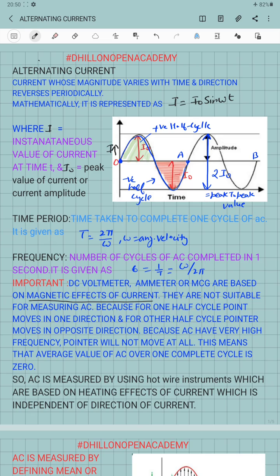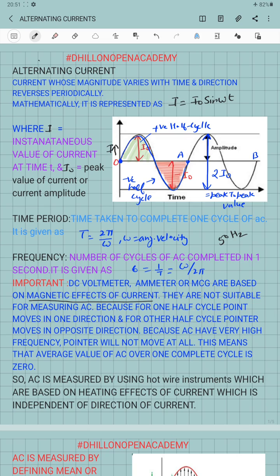If this type of current is passed through, say, a DC ammeter, it will move the pointer in one direction, but when the opposite half cycle appears, it will move the pointer in the opposite direction. And if we are trying to measure the common household AC, which has a frequency of 50 hertz, then passing it through the DC ammeter will not make any movement in the pointer.